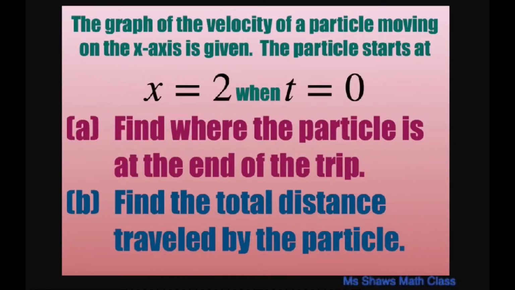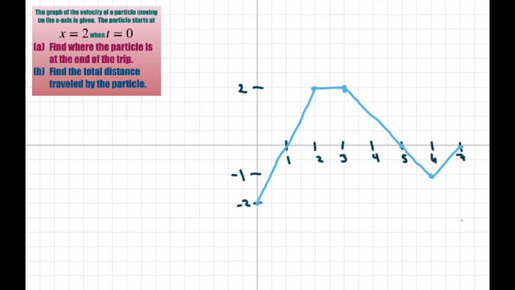Hi everyone. The graph of the velocity of a particle moving along the x-axis is given. The particle starts at x equals 2 initially when t is 0. We're going to find where the particle is at the end of the trip and find the total distance traveled by the particle. Here's your graph.